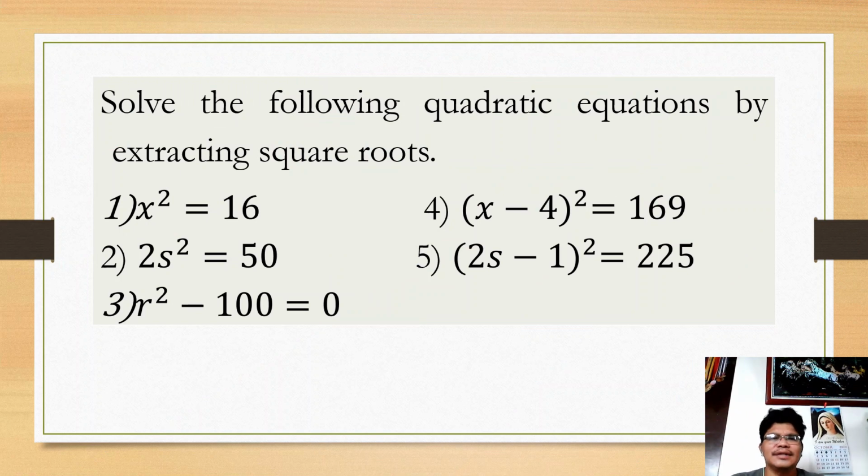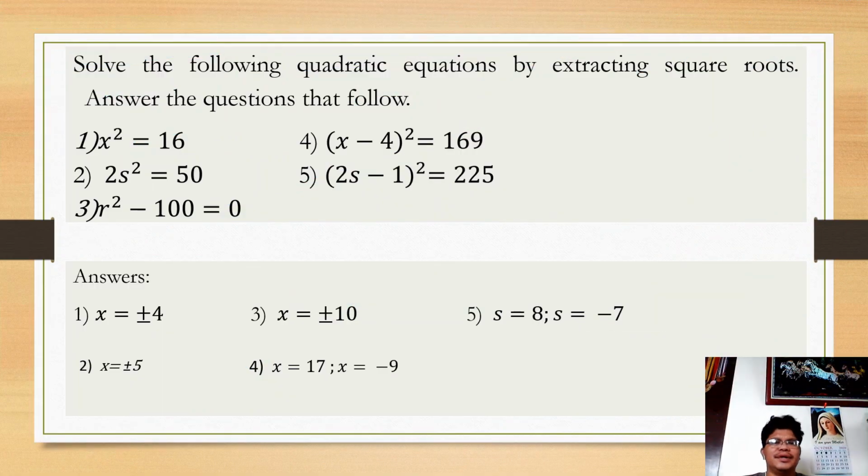Let us now proceed to the next activity. Solve the given quadratic equation by extracting square root. So we have now 5 exercises. Equation 1, x squared equals 16. Equation 2, 2x squared equals 50. Equation 3, r squared minus 100 equals 0. Equation number 4, the quantity of x minus 4 raised to second power equals 169. And equation number 5, the quantity of 2s minus 1 raised to second power equals 225. I will give you a couple of minutes to solve this problem. Okay, your time start now.